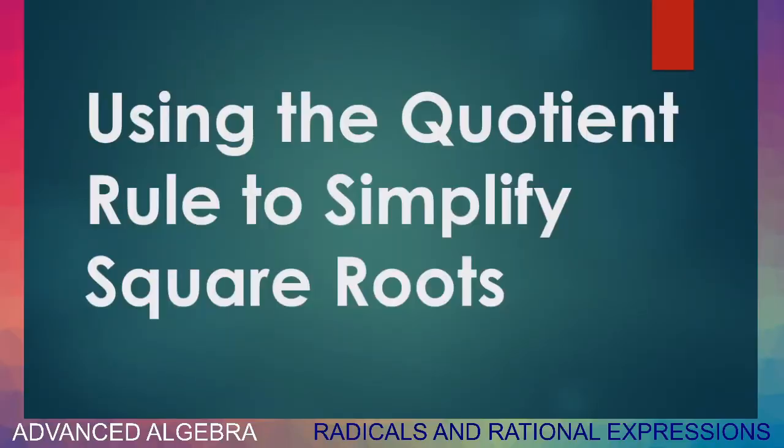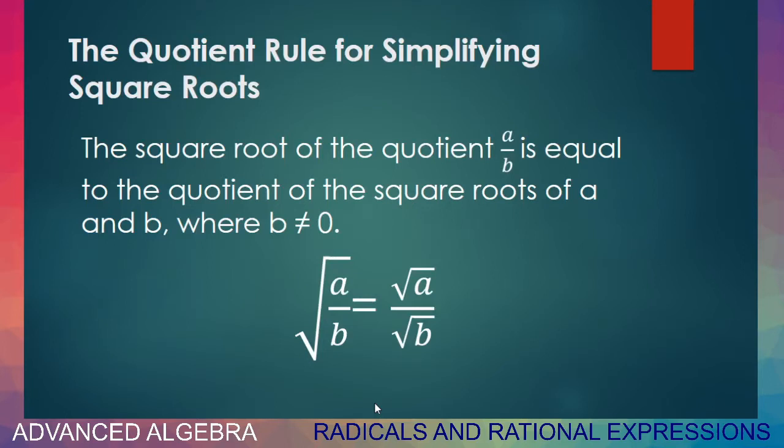Ipagpatuloy lang natin yung ating discussion. So, tumungo naman tayo sa using the quotient rule to simplify square roots. So, paano ba yan? The quotient rule for simplifying square root is the square root of the quotient a over b is equals to the quotient of the square roots of a and b, where b is not equal to 0.